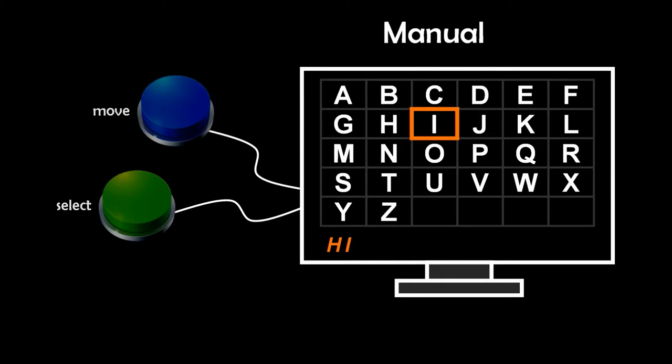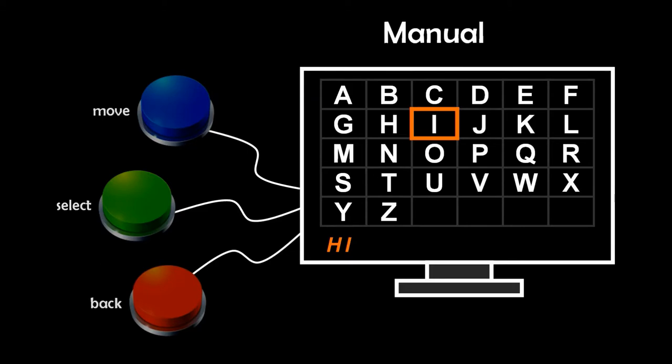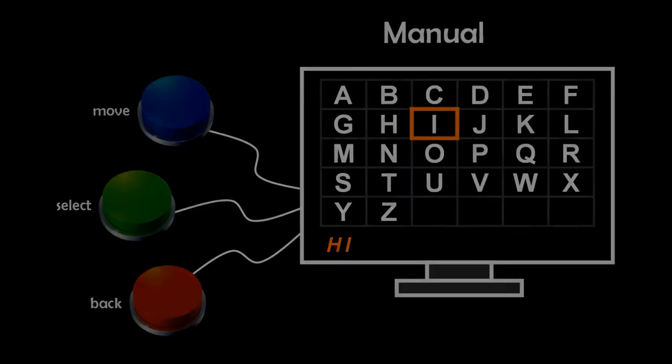An optional button that can be used in both types of scanning is Back. This button can save time by allowing you to go back if you select something by mistake. Okay, let's have a look at scanning using Grapevine.